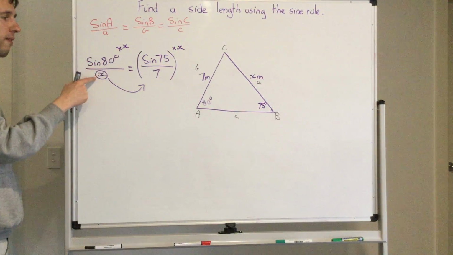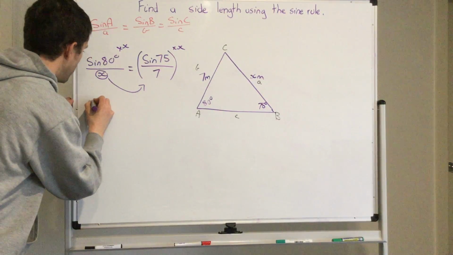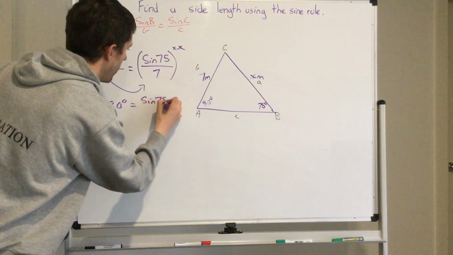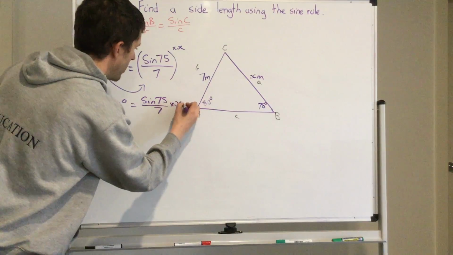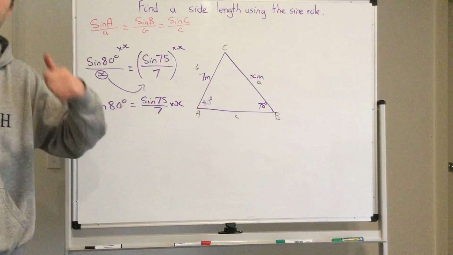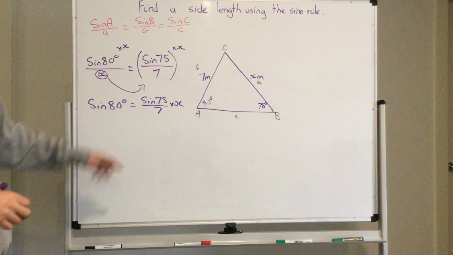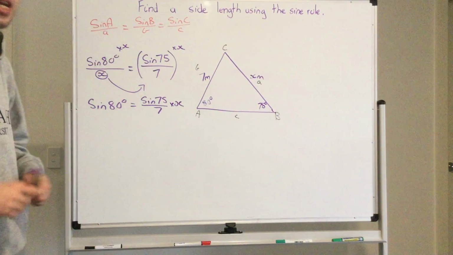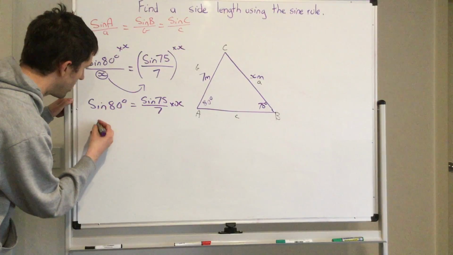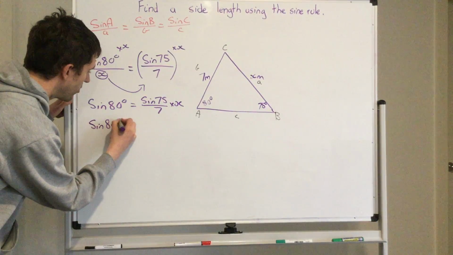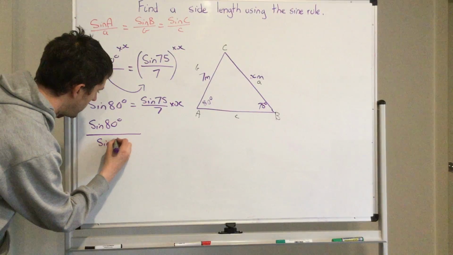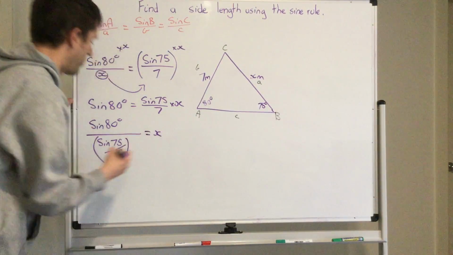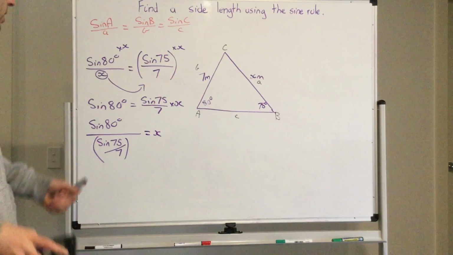Remember, times it's dividing and times, it just cancels out. So it becomes sine 80 degrees equals sine 75 over 7 times X. It's timesing X now. I want X by itself, so I divide both sides by sine 75 over 7, or 0.13798. Up to you. So I'm now going sine 80 degrees over sine 75 over 7 equals X.